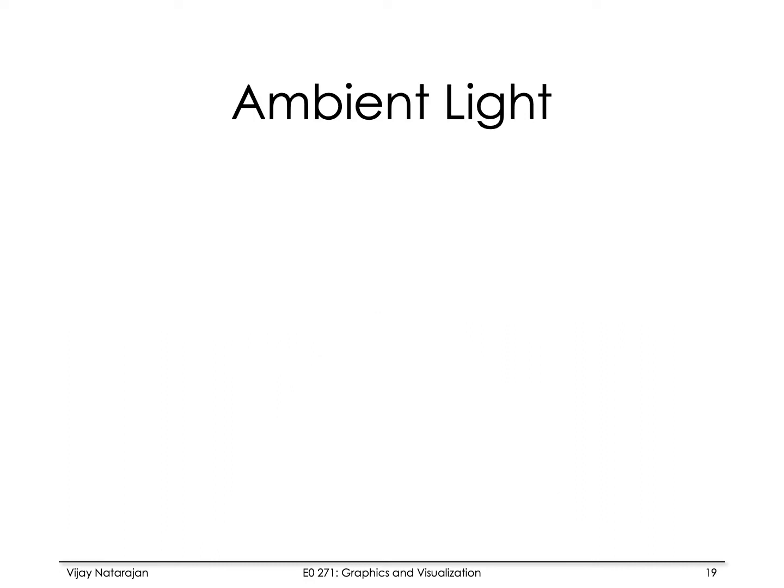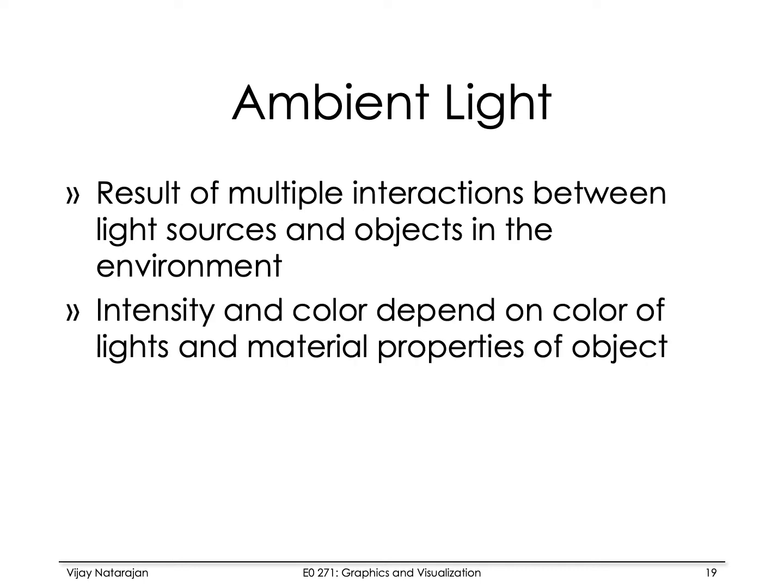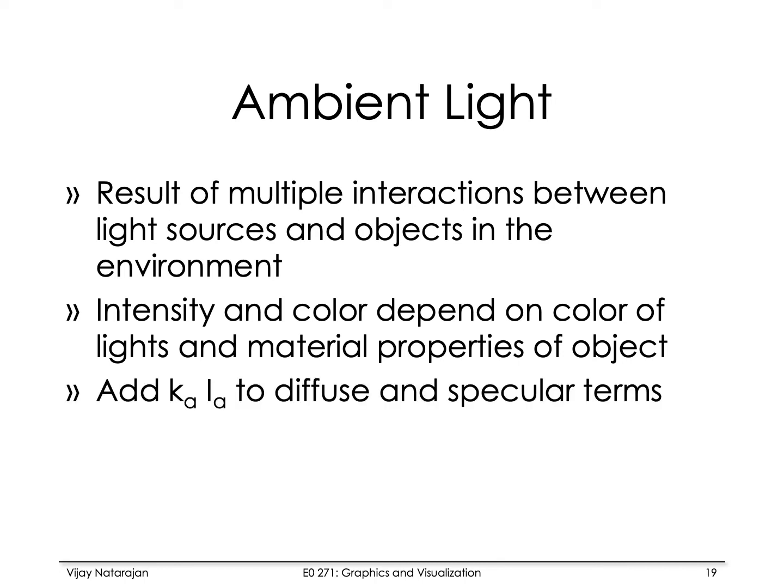So the next component is ambient light. Like I mentioned, this is the result of all interactions that we could not model explicitly. The intensity and color really depends on the objects and the lights that are in the scene. The way we incorporate this component is via another coefficient K, just to be consistent with the specular and the diffuse components. So we call it K sub A, and I sub A is the intensity of the light.